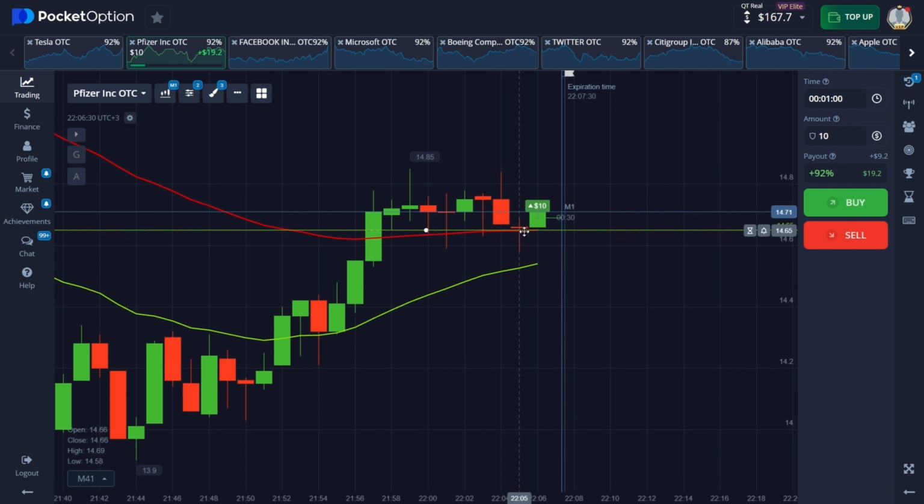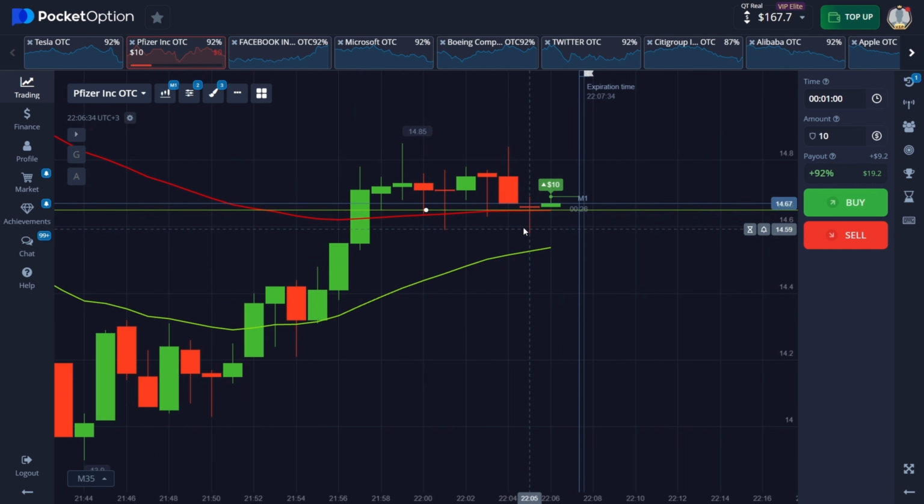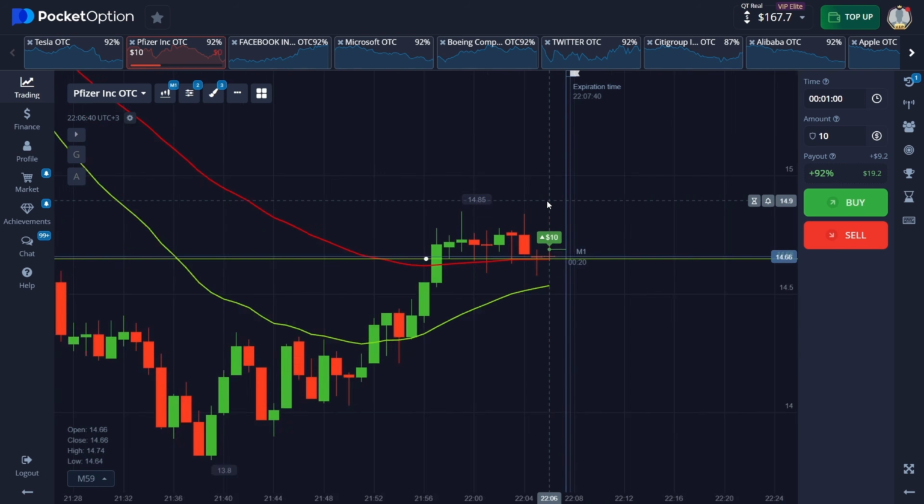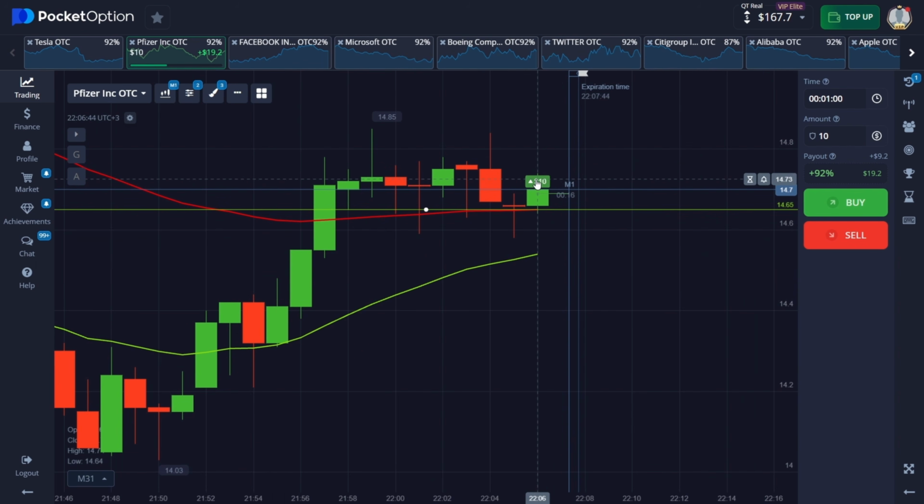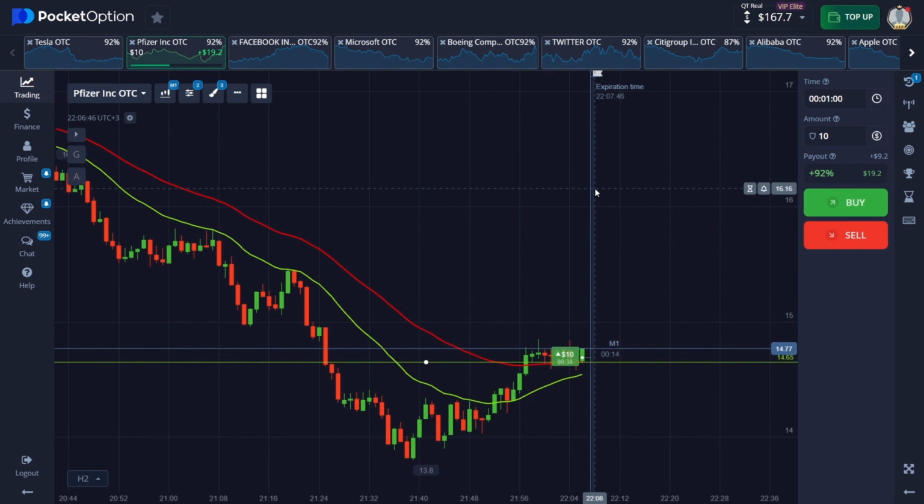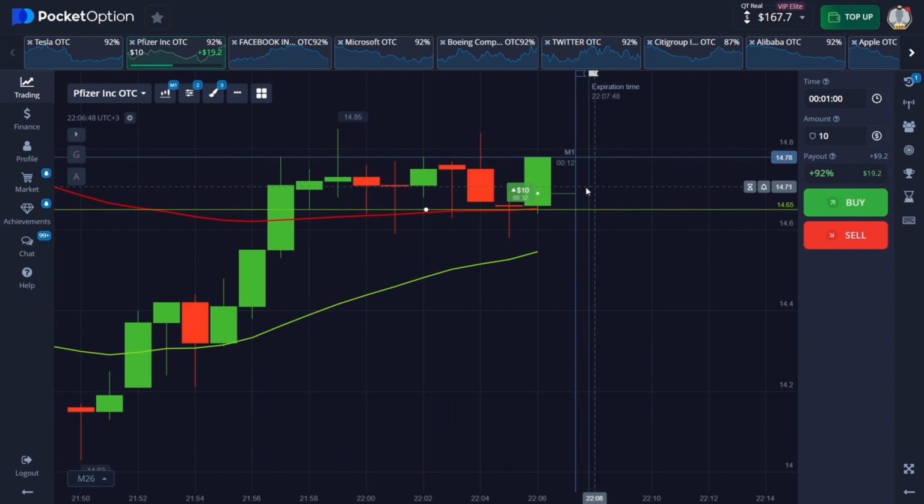You will see a red doji here, and the candle closed above the moving average. This means the candle was taking our support from the moving average. That's why I took this trade for the upside move. We just need a solid green candle here. As I said, we should see a strong green candle.